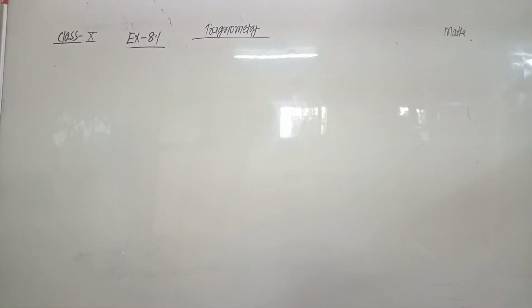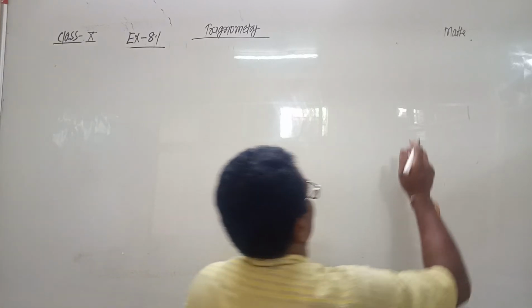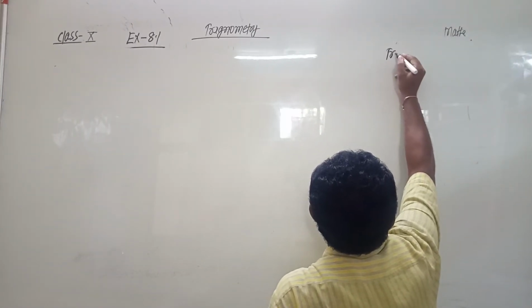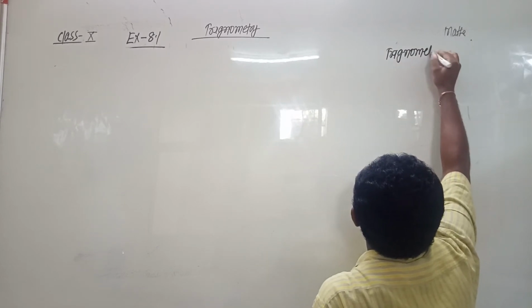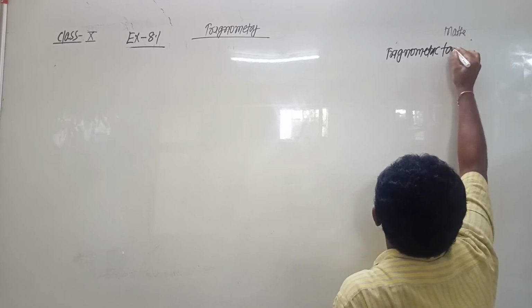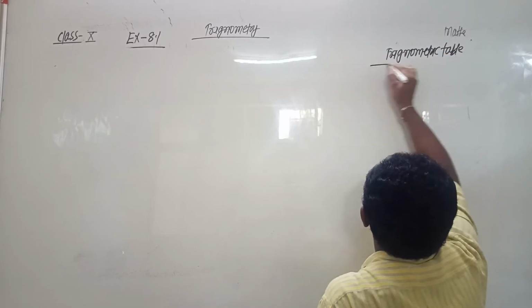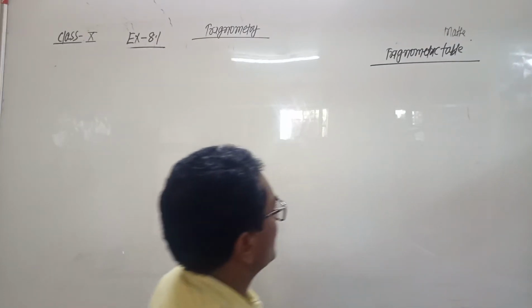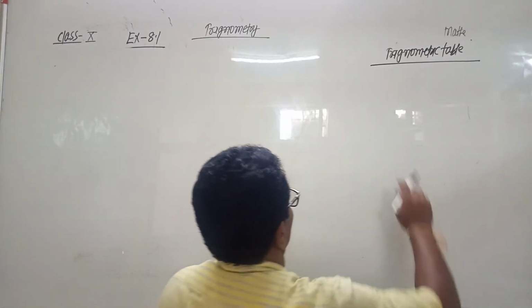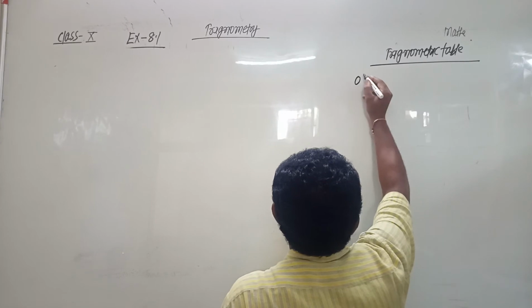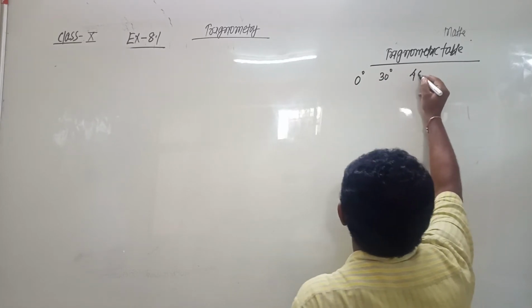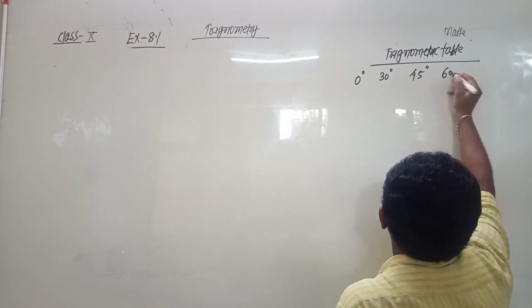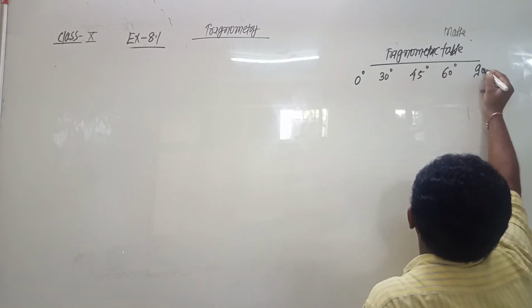Now we talk about the trigonometric table. How to make the trigonometric table? Next exercise is based on the trigonometric table. Here we write 0 degree, 30 degree, 45 degree, 60 degree and 90 degree.